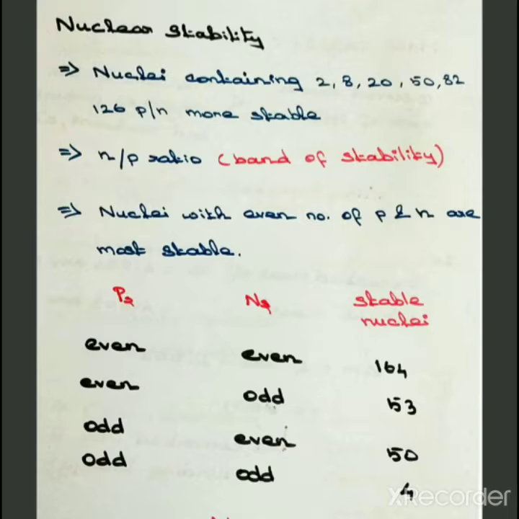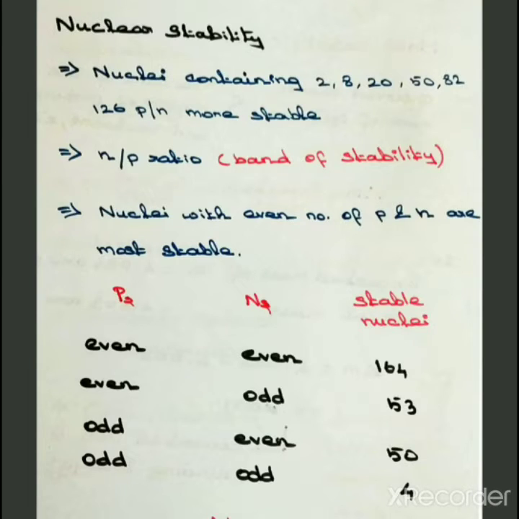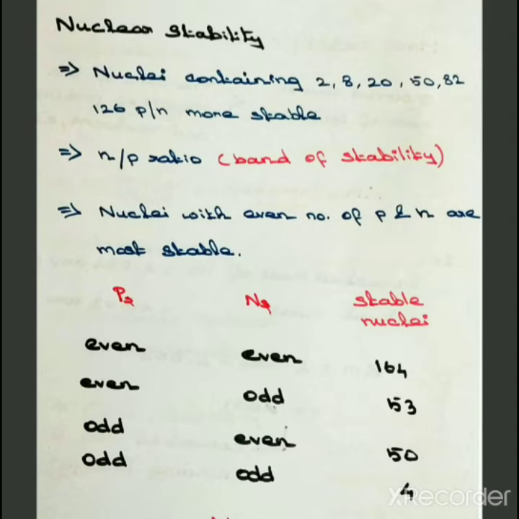When this ratio is equal to or greater than 1.5, the stability is lesser. That means when the atomic number of the isotope is 84 or higher, the elements are unstable, and they are called radioactive elements. Nuclei with an even number of protons and neutrons are considered more stable than those with an odd number of protons or neutrons, or an odd number of both.